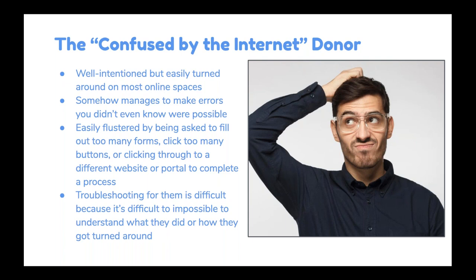And having to click from one website to another is often just way too much for them, and that's typically when you lose them. These donors are generally a little bit difficult to troubleshoot for because it can be really hard to understand, as somebody who's more internet savvy, exactly when and how they got turned around in the specific way they did. And they often don't get confused in very predictable ways, so they keep us on our toes. So how do you help this type of donor give successfully online without getting flustered or unintentionally telling us that their first name is American Express?